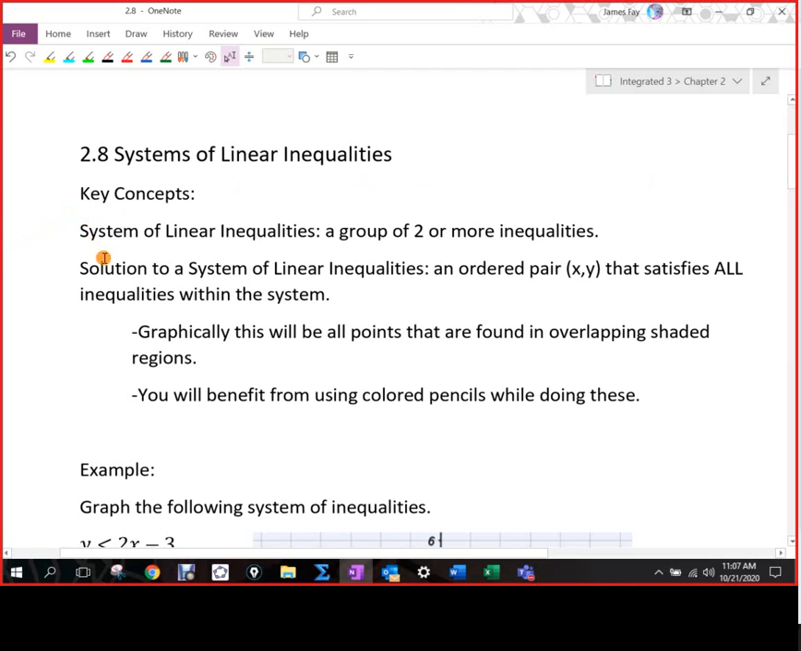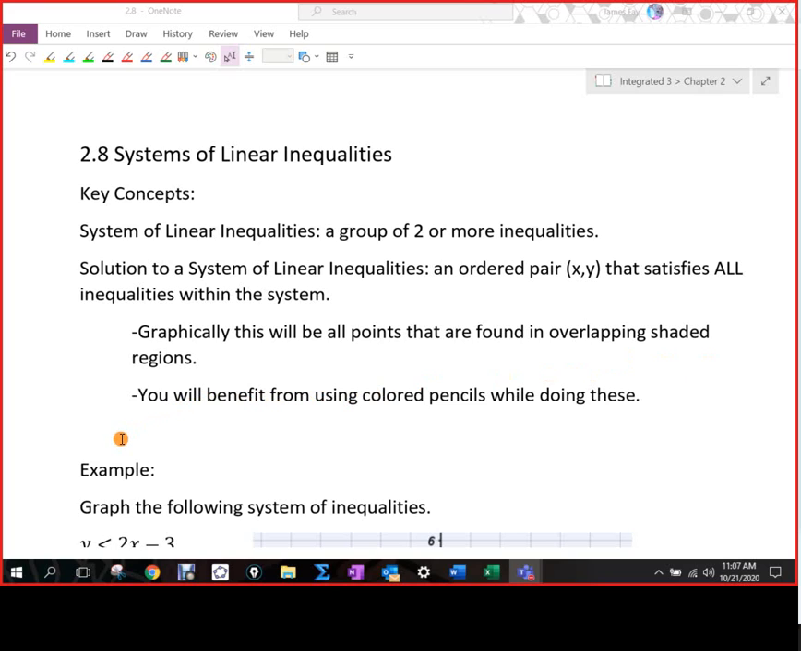So the word system simply means to us two or more equations or two or more inequalities. Obviously, in this case, because it's linear inequalities, it's two or more linear inequalities. So here it says a solution to a system of linear inequalities is an ordered pair that satisfies all inequalities within the system. Satisfies, remember, means makes the inequality true.